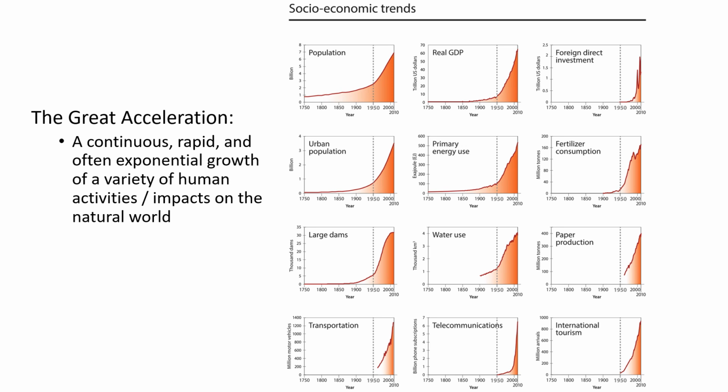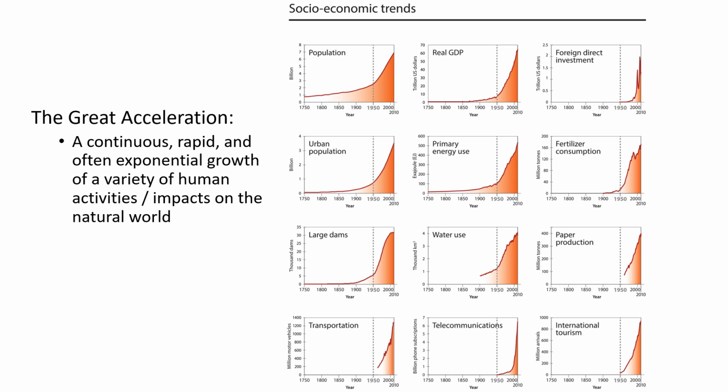It's one of these factors in the Great Acceleration, which is the continuous, rapid, and often exponential growth of a variety of human activities and impacts on the natural world. So these are all human activities, or vaguely human activities. Population is not an activity, but tied to activities. And you see that the human population has grown exponentially. GDP has grown exponentially. Energy use has grown exponentially. Water use, telecommunications, international tourism, paper production, all of these things have tolls on the natural world.